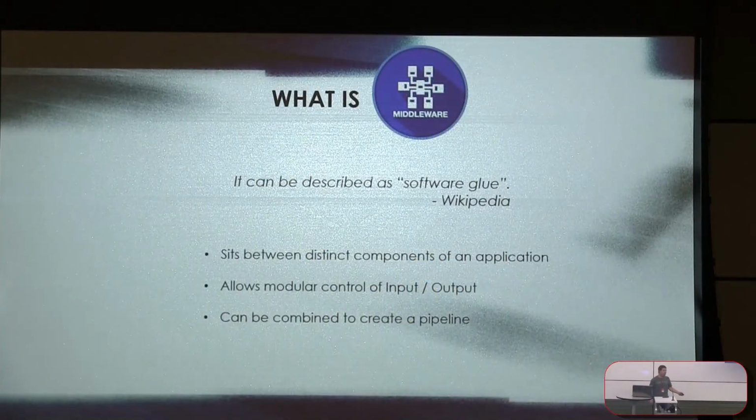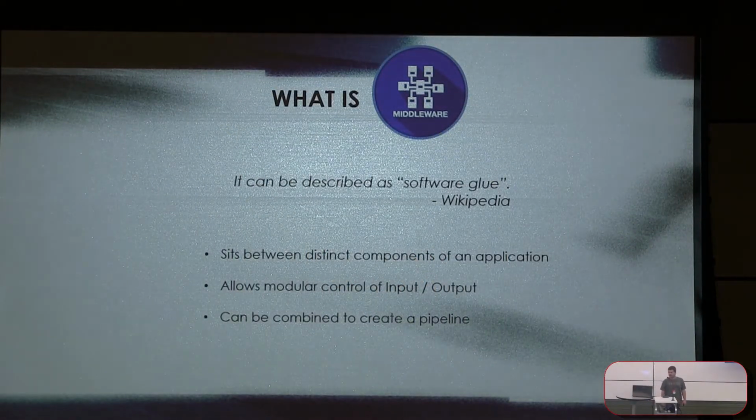So what is middleware? Wikipedia describes it as software glue. Basically, it ties together different components of the application. It allows you to handle the input-output process of the application, modify that input-output as it goes through, and you can combine it to create a pipeline. A good example of middleware would be Microsoft's amazing blue screen of death. It sits in between you and waiting for the next reboot.